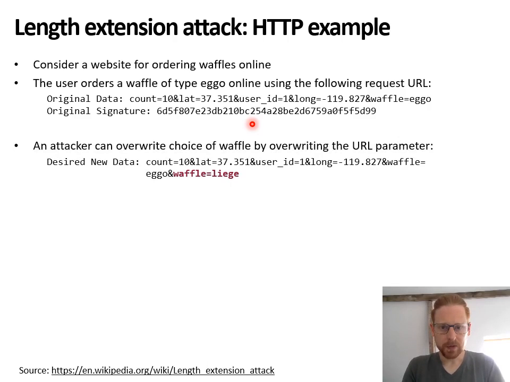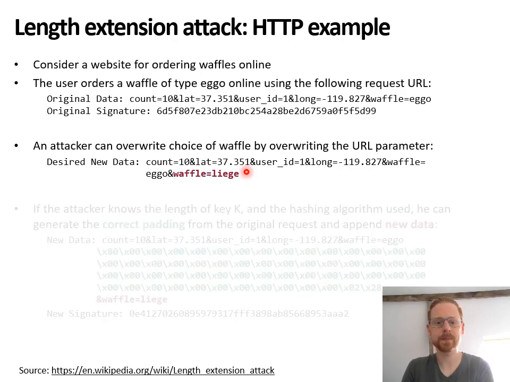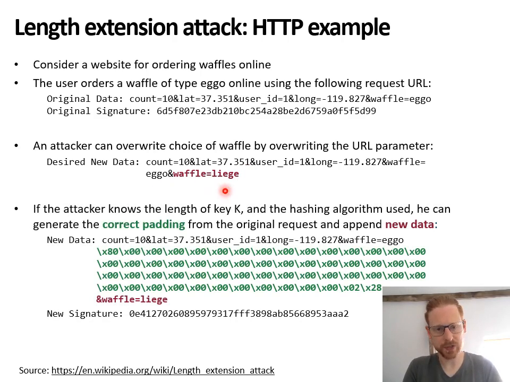An attacker, however, can override parameters in a URL by just repeating the same parameter with a different value. A web server will then just interpret this. First it will say waffle equals eggo. When it encounters the same variable again, it will overwrite the value. Obviously, if an attacker just adds this, the signature is no longer valid.